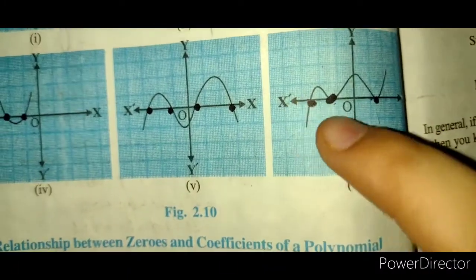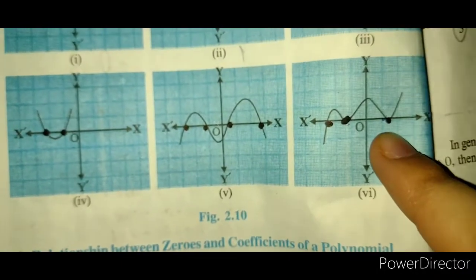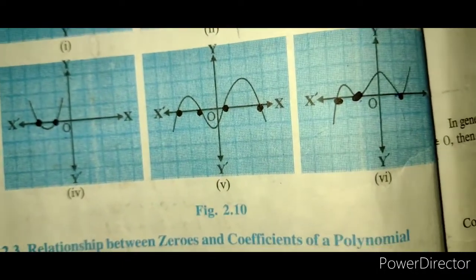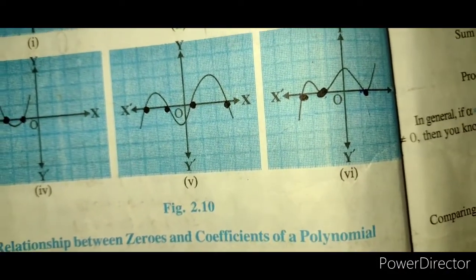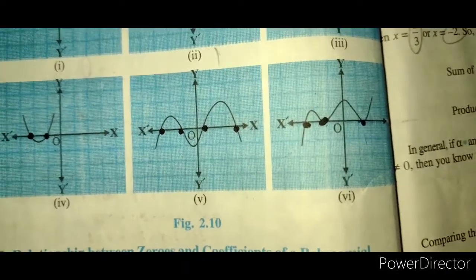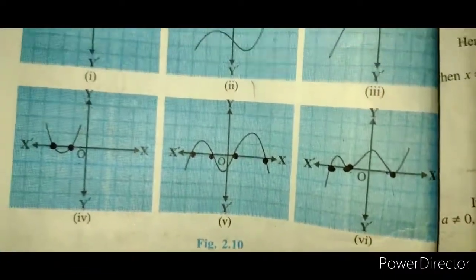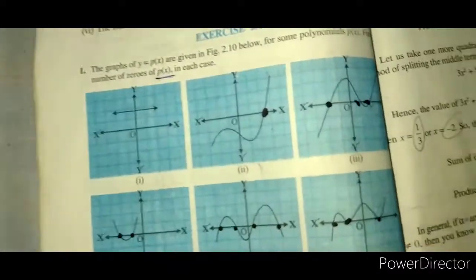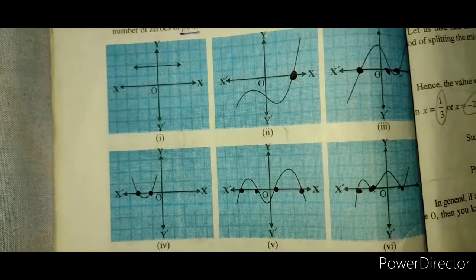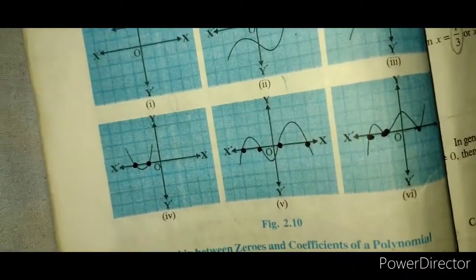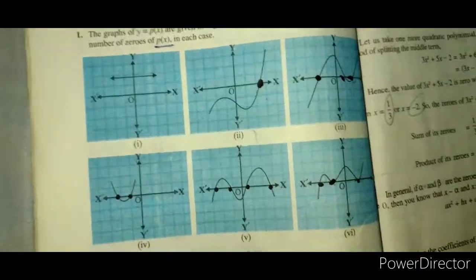So you can see 1, 2, 3. So here you will see that at 3 points the graph is touching the x-axis. So there are 3 zeros of p(x) in this case. So these all are the cases and I have told you the answers, the solutions also. So this was exercise 2.1.